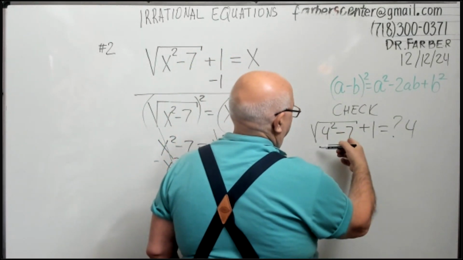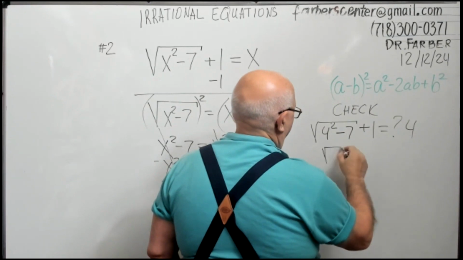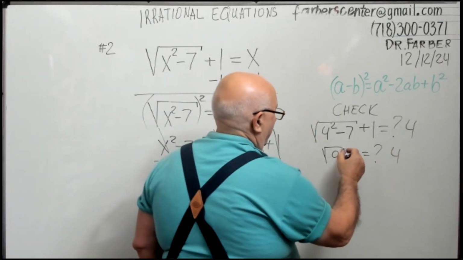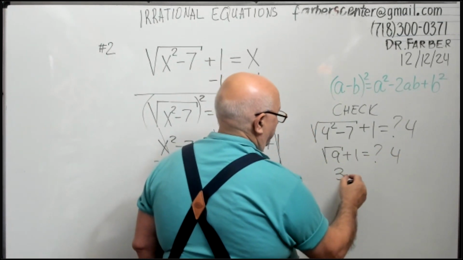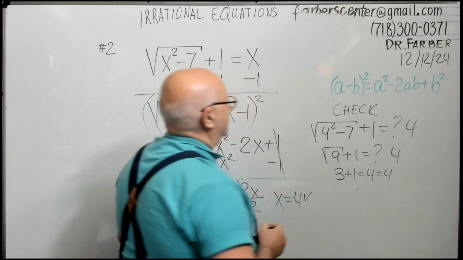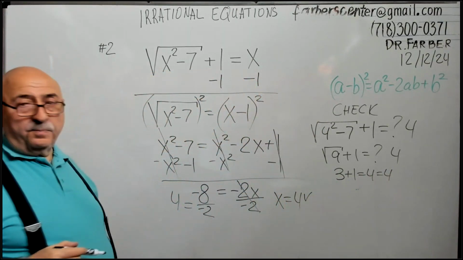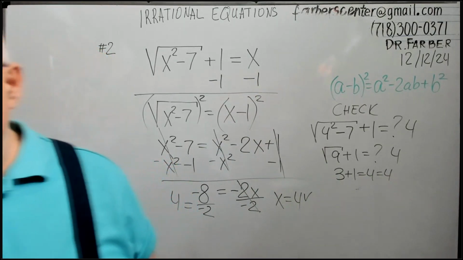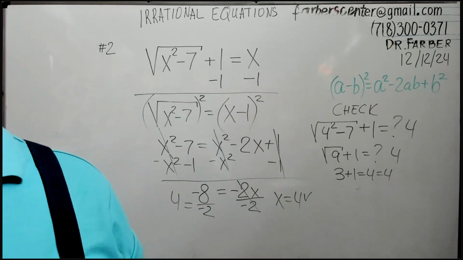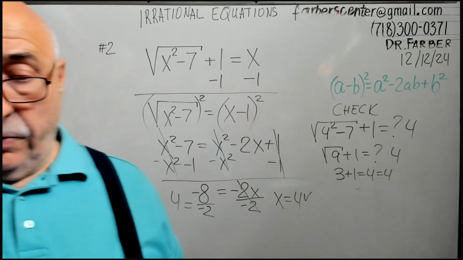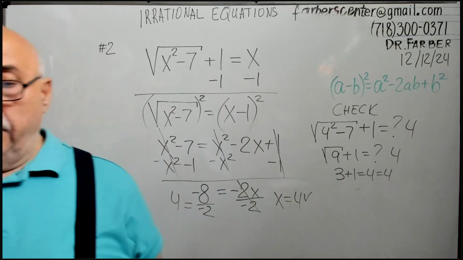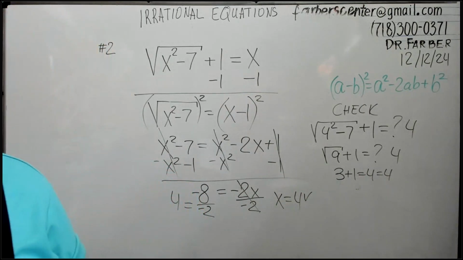16 minus 7 is 9. Is it equals to 4? Square root of 9 is 3. Plus 1 is 4. And 4 equals to 4. Bingo. You solved it correctly. Okay, who understands this 100%? Maxim. Okay, good. Who would like to try to solve right now by yourself?